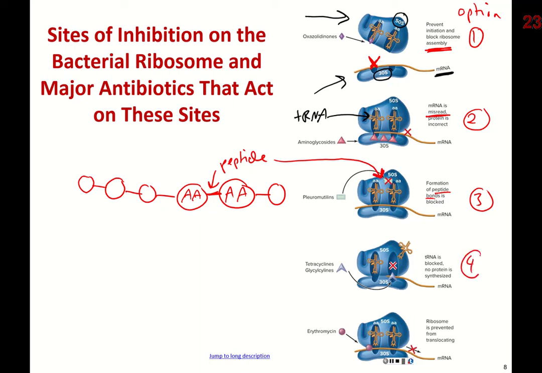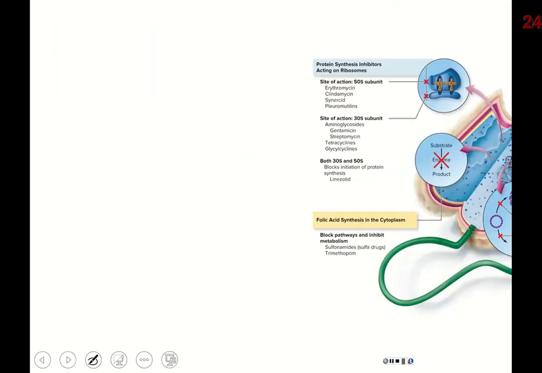In option four, the tRNA is blocked, so that's that little, looks like a three-leaf clover thing right there. It can't attach to the ribosome, therefore it cannot help make the protein. And then in option number five, the ribosome is prevented from translocating. What that means is that the ribosome is supposed to move along down this mRNA, kind of reading it like a long sentence, right? It's reading it like one word at a time. So it can't do that, therefore it stops the protein synthesis. So anyway, those are just the different ways that this can happen.